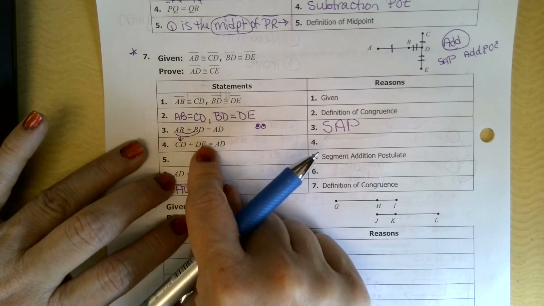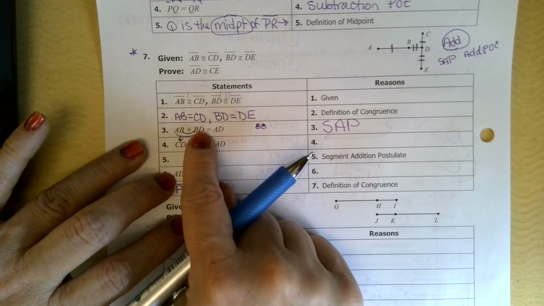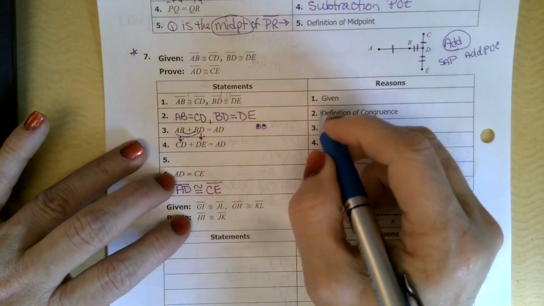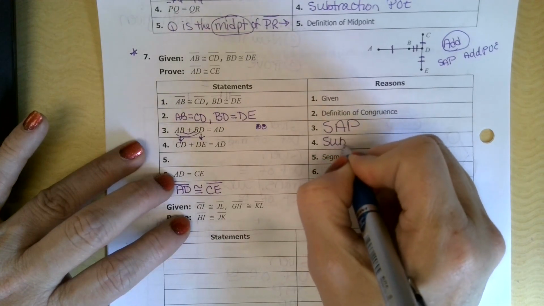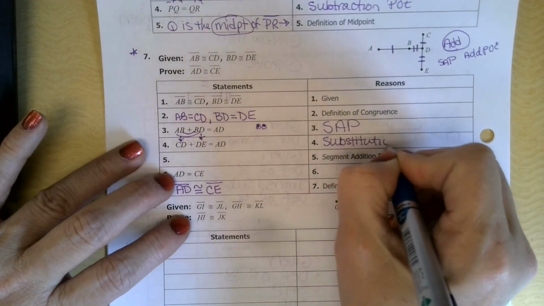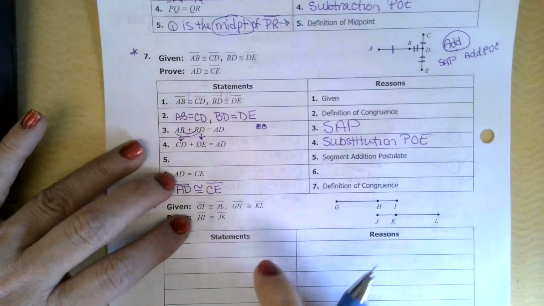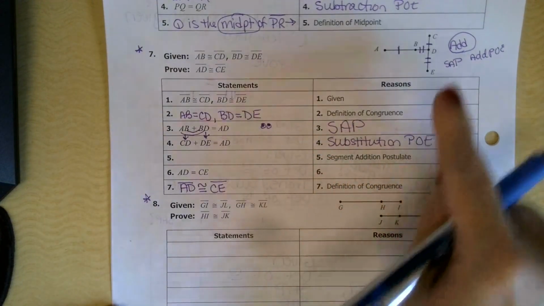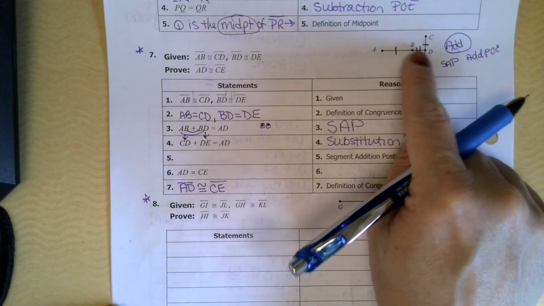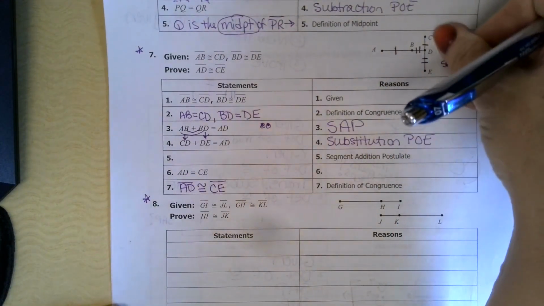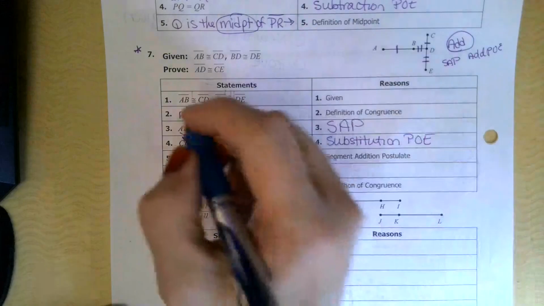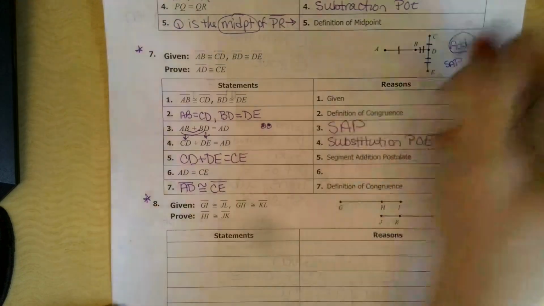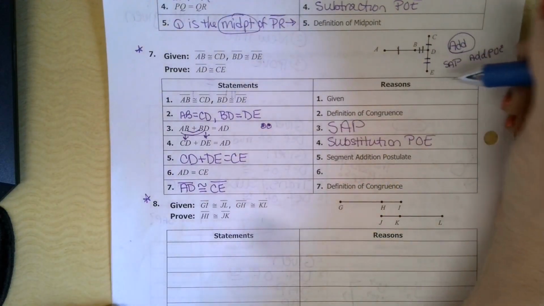Same thing here. This one turned into DE. Is there anything telling me these are equal to each other? Yeah, it's right here. So BD turned into DE. So that is our substitution property of equality. Okay, so then it tells me I have another segment addition postulate. I've already had this segment addition postulate, so we're going to use this one. CD plus DE equals CE. Segment part plus part equals whole.